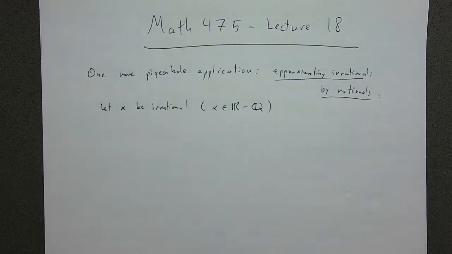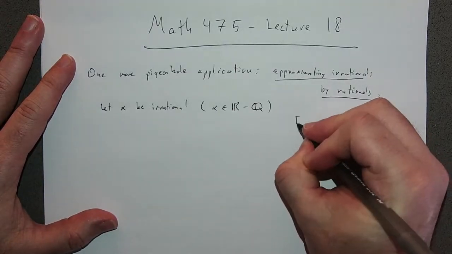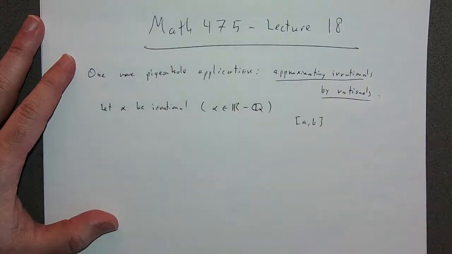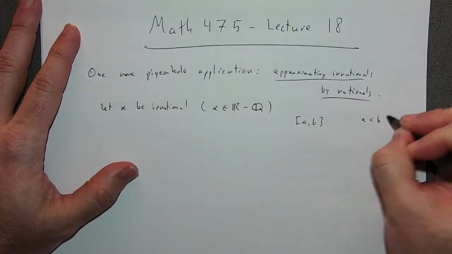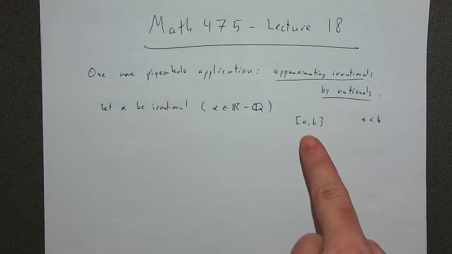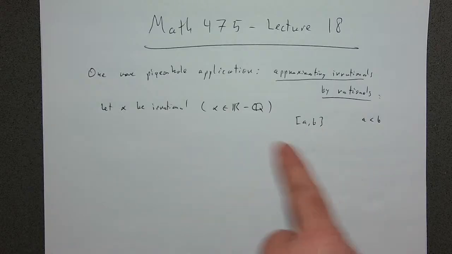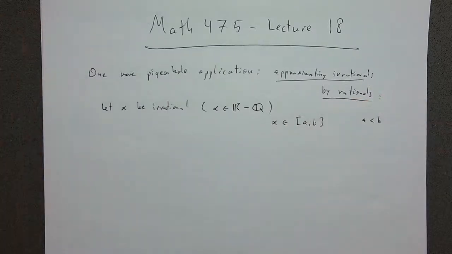Of course, you might say, well, if I look at an interval of real numbers a and b, with a strictly less than b, you know how this interval notation works, this has infinitely many rational numbers. So if alpha is in this interval, there are infinitely many rational numbers, and surely there exist rational numbers arbitrarily close to alpha. This is really a question about the density of these sets.